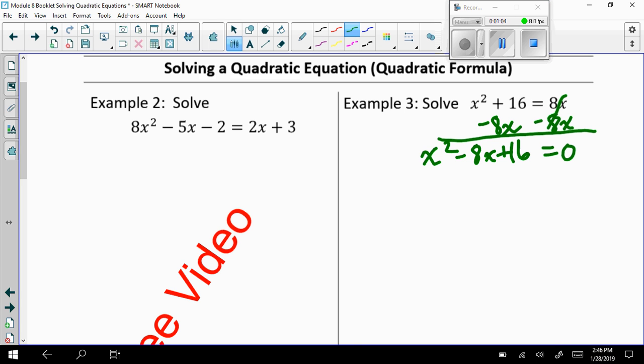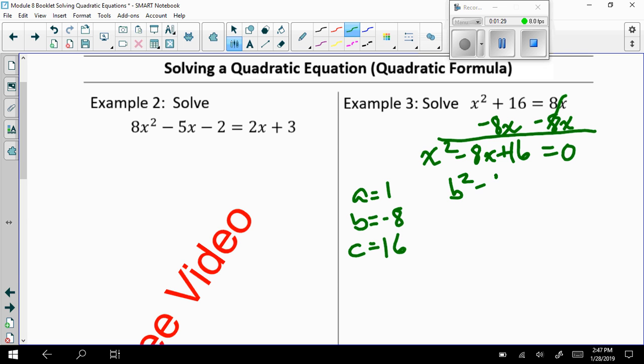A is 1. B is -8. And c is 16. Just realized I've done a lot of examples where my b was negative. And we want to make sure that we understand when it's negative that the -8 becomes a +8 in that quadratic formula. Just don't overuse it. Just happens that my first 3 examples here all have a -b.